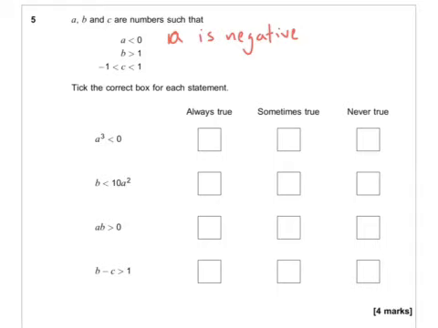We've got to tick whether they're always true, sometimes true, or never true. A cubed is less than 0. Well, that's always true, because a negative times a negative times a negative again is going to give you a negative.